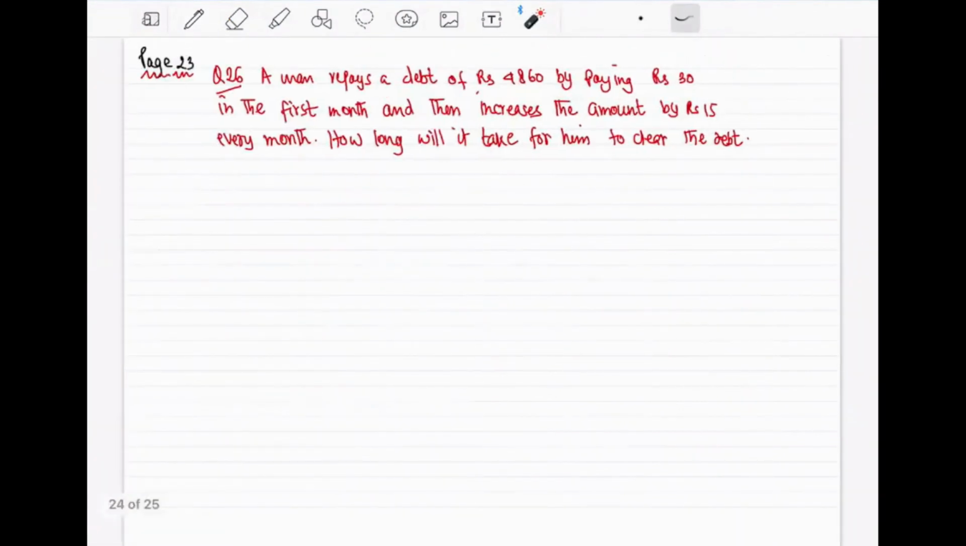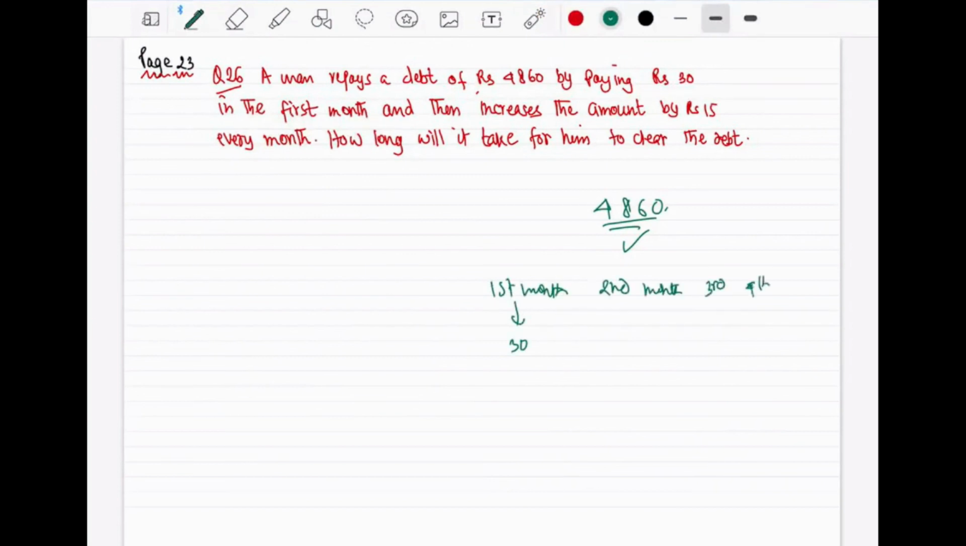Okay, now this is the last question. I'm picking this up as the last question for your arithmetic progression. This is a practical problem actually, a real life example. Here a man repays a debt of rupees 4860. A person is paying a debt of rupees how much? 4860. So he borrowed 4860 from someone. He is paying rupees 30 in the first month. So here first month he is paying 30. Second month, third, fourth, fifth.